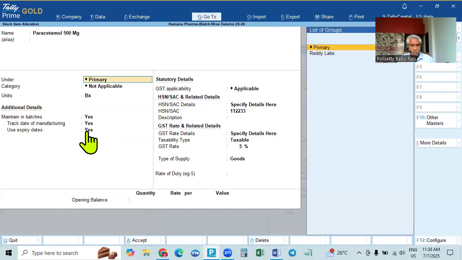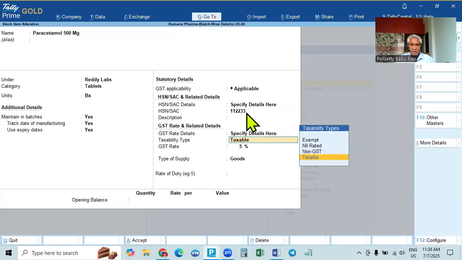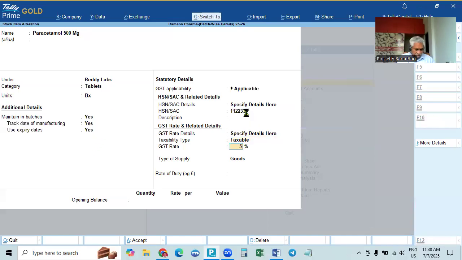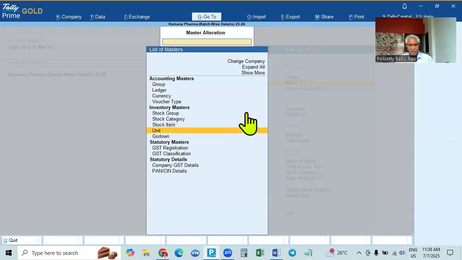Then come down to paracetamol 500 mg. This is also a tablet. So take the group as Reddy Labs and the category as tablets. Here also it will be no only. So this also we have to make yes, that is manufacturing date, then expiry date, make yes, and the same details you give because both are tablets: same HSN code, and the taxable also the same rate of tax. So like this we completed, and then everything is done.